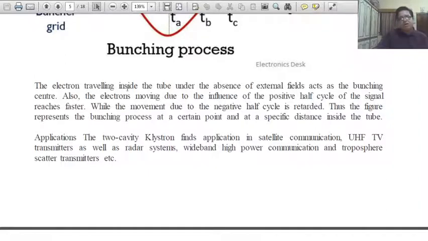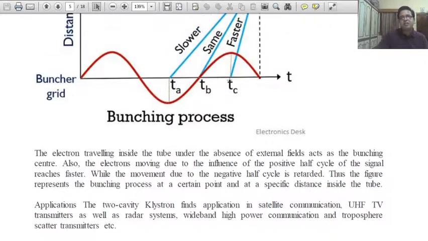The electron traveling inside the tube in the absence of external fields acts as the bunching center. What is the bunching center? The electron with the same velocity.